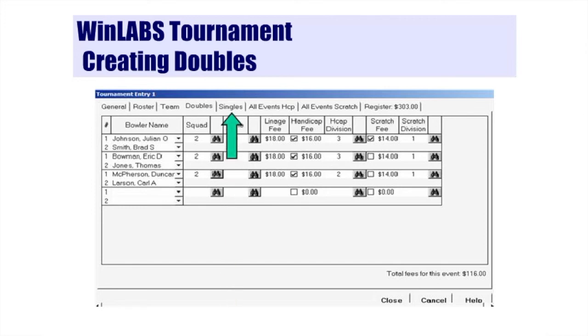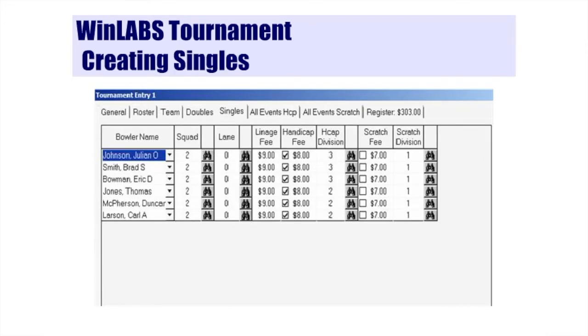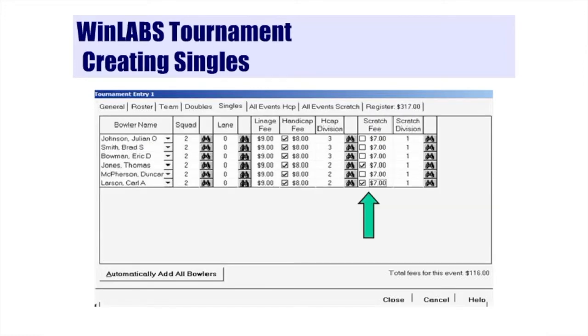Click on the Singles tab to continue. Our tournament combined the doubles and singles events, which is why all 6 of the bowlers that were in the doubles were displayed automatically. All that is left is to check to see if any of the bowlers want to participate in the optional scratch division. After adding the bowlers to the scratch competition, it is time to move on to the All Events.